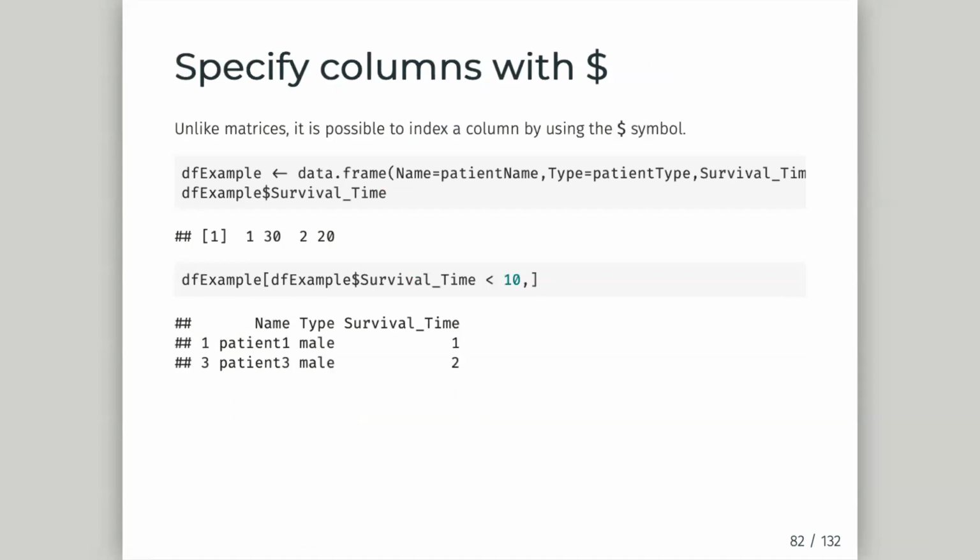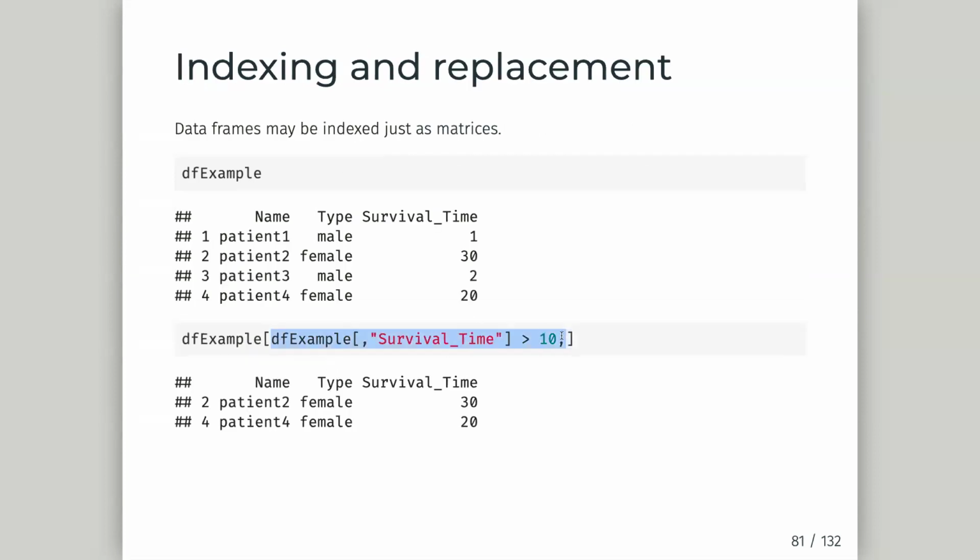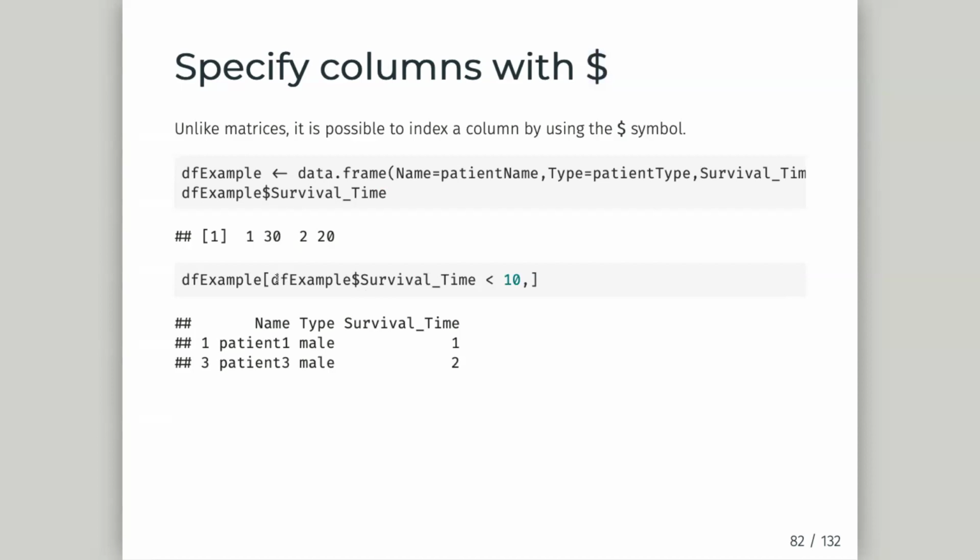Unlike matrices, we have a really nice functionality using this dollar symbol. If I want to extract the survival time column, I don't need to index it with square brackets, comma, the name of the column. I can just do dollar survival time, and it's going to give me that out. And then I can use that to make my indexing look a little prettier. I often find this looks kind of ugly. Here I can do the same thing as previously, but I don't need to set the column. I just do dollar survival time less than 10.